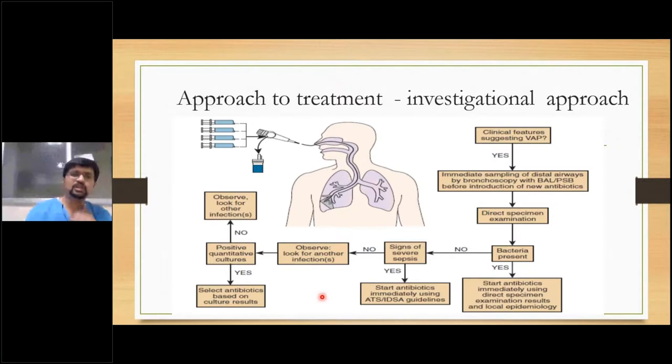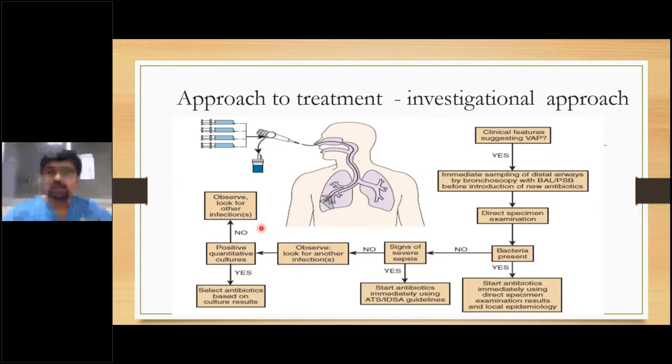If positive quantitative cultures are obtained, select antibiotics based on culture results. If positive quantitative cultures are not available, look for other sources of infection. Basically, what they are trying to tell is, in places where bronchoscopy is available, getting a BAL or a protected specimen brushing done as soon as possible is very, very beneficial.